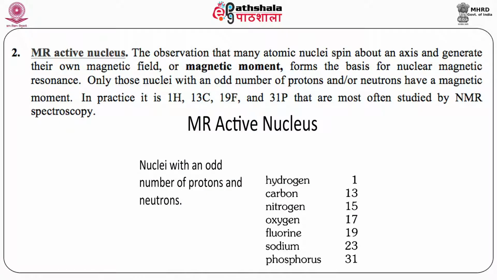Then what is the MR active nucleus? The observation that many atomic nuclei spin around their own axis, generating their own magnetic field or magnetic moment, forms the basis for nuclear magnetic resonance. Only those nuclei with an odd number of protons or nucleons have a magnetic moment. In practice, it is hydrogen, carbon-13, fluorine-19 and phosphorus-31 that are most commonly studied by NMR spectroscopy.